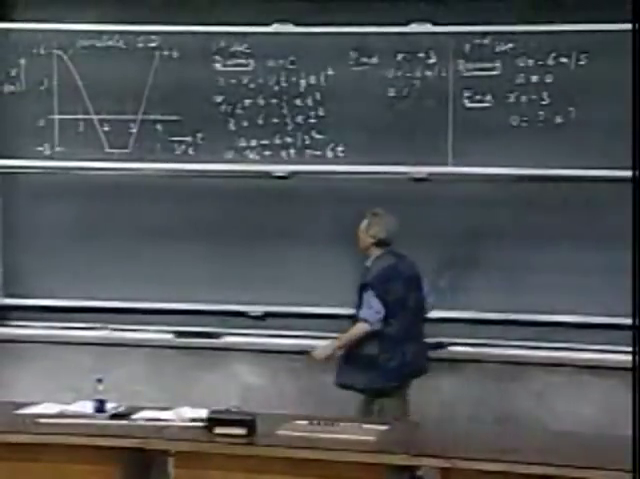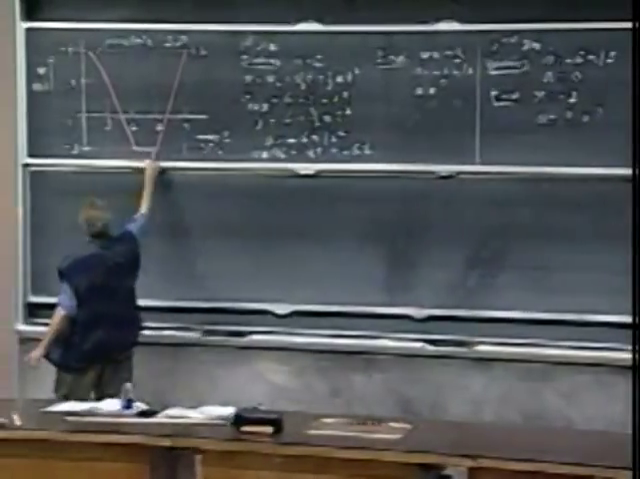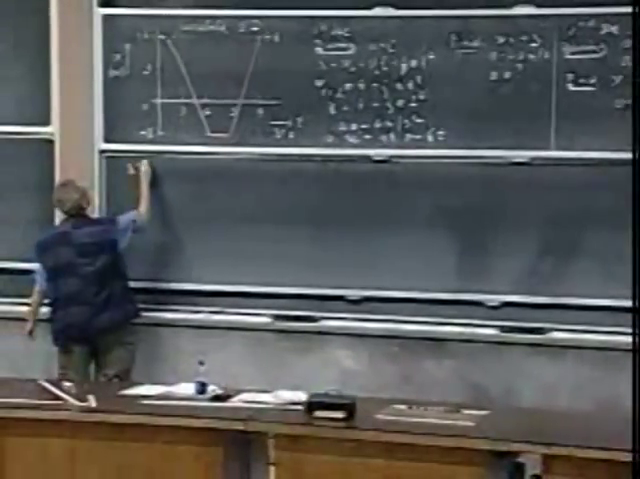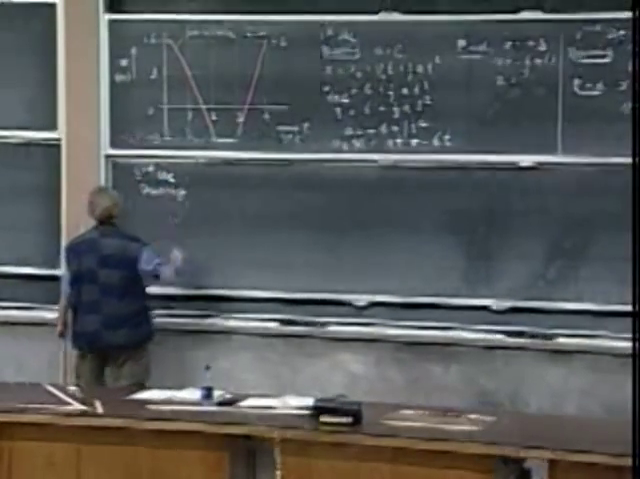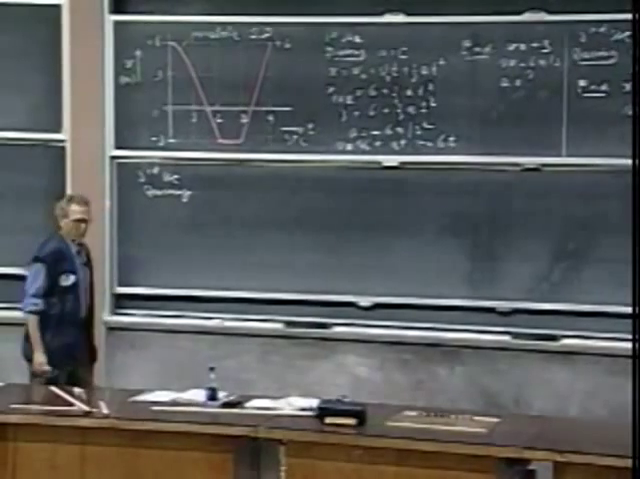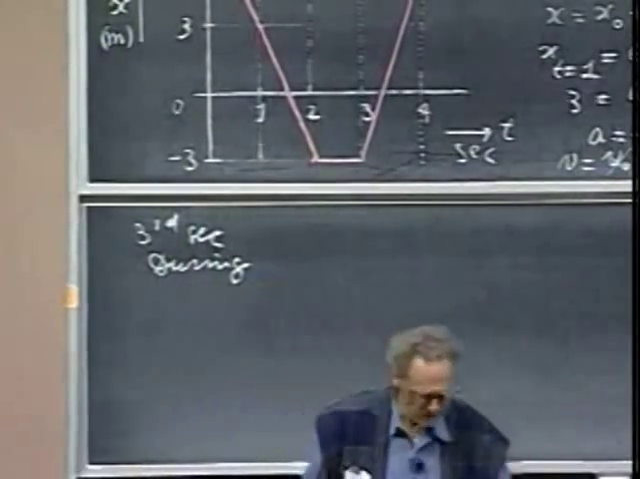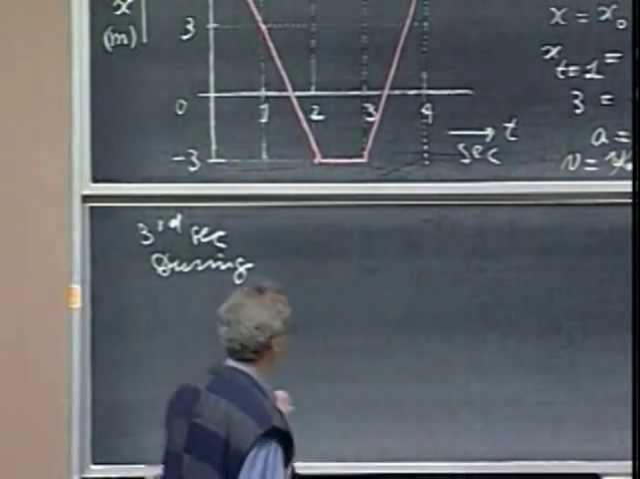So we go to the third second, this part. Let's first look during the third second. Well, the object isn't going anywhere, it's just sitting there. X remains minus 3.